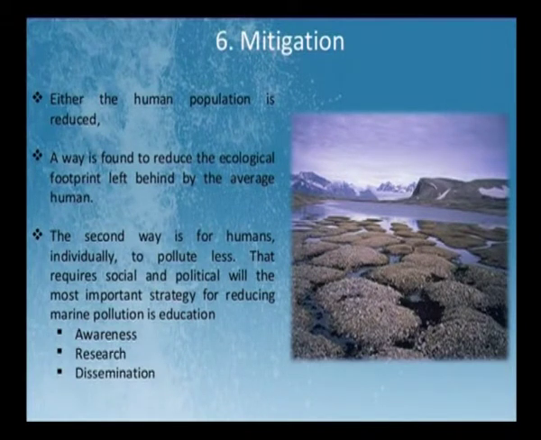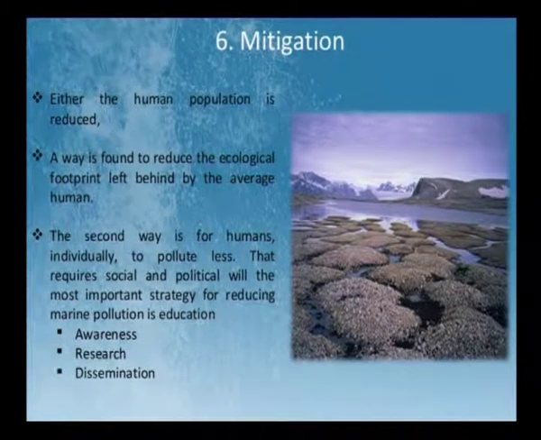Mitigation. Either the human population is reduced, or a way is found to reduce the ecological footprint left behind by average human beings. The second way is for humans individually to pollute less. That requires social as well as political will. The most important strategy for reducing marine pollution is education, awareness, research, and dissemination.